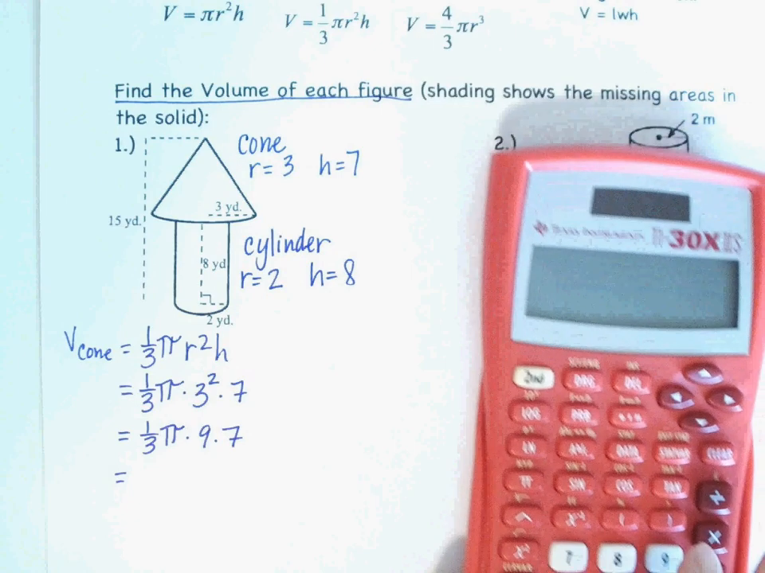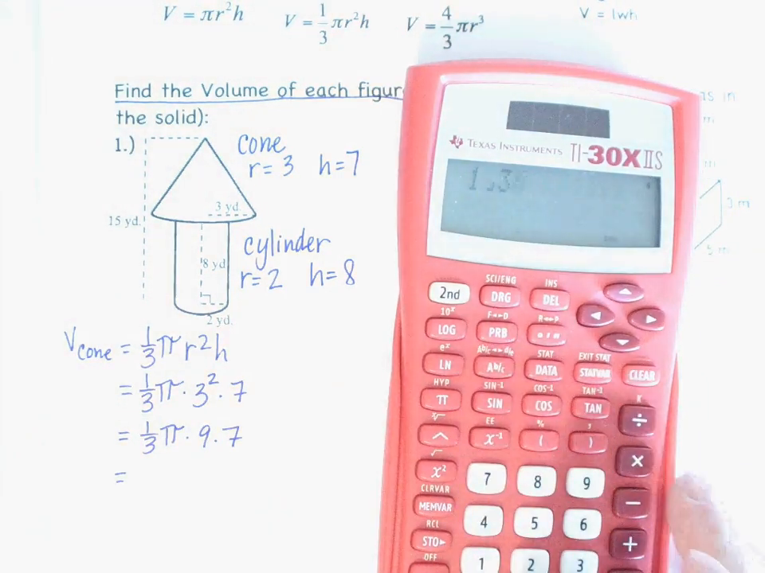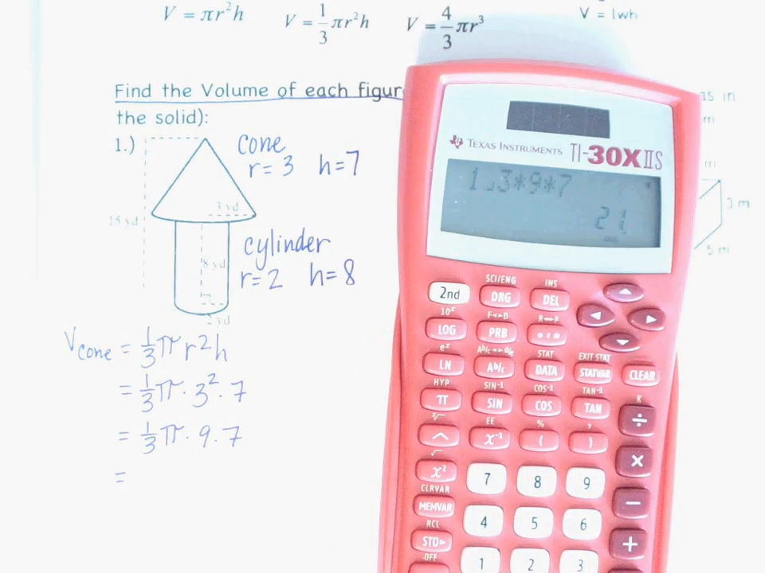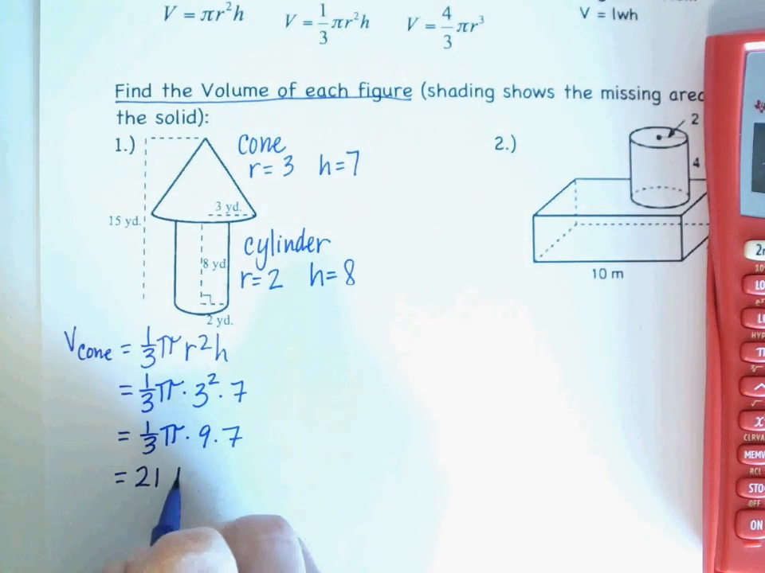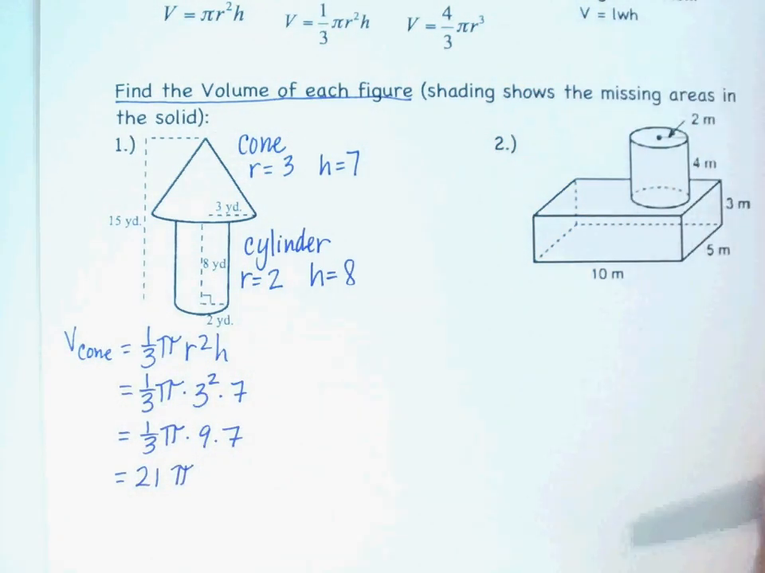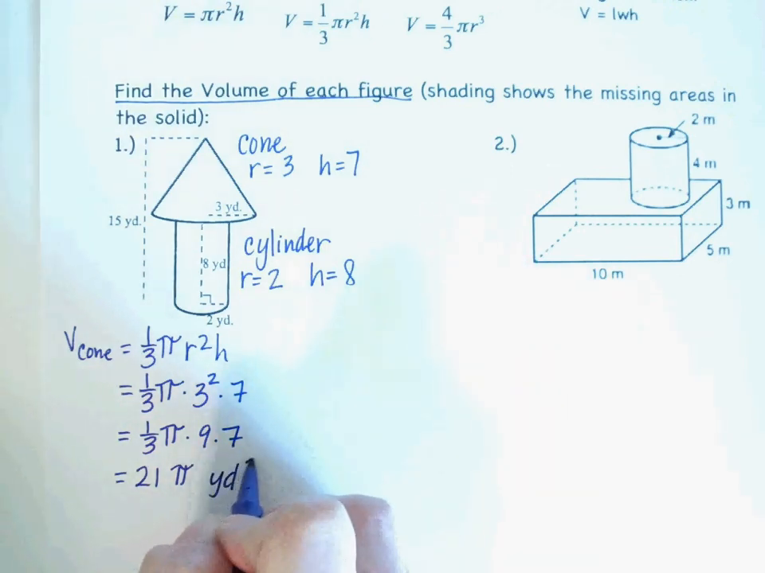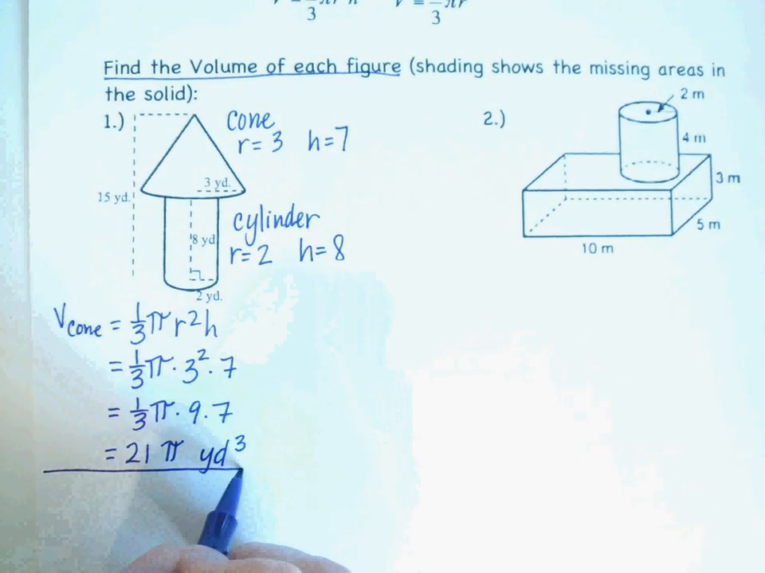My next step is I'm going to go ahead and multiply all of my numbers and coefficients together. So it's going to be 1/3 times 9 times 7. That gives me 21. And I'm going to write it as 21 pi. And for this first example, I'm going to leave it in the exact answer. So the exact answer, remember, is in terms of pi. So 21 pi yards cubed. So I'm going to just draw a small little line.